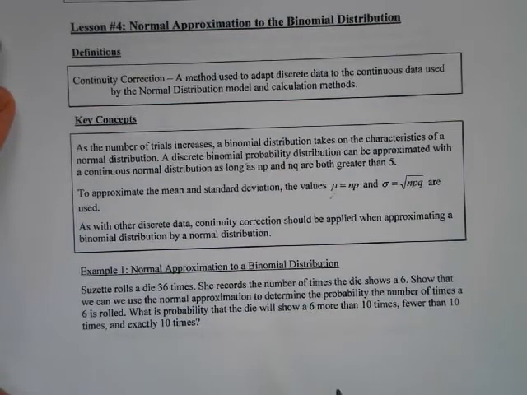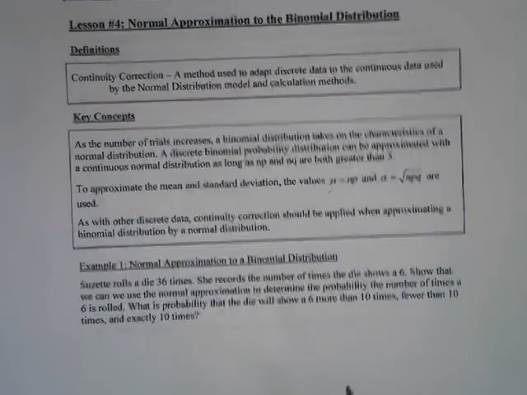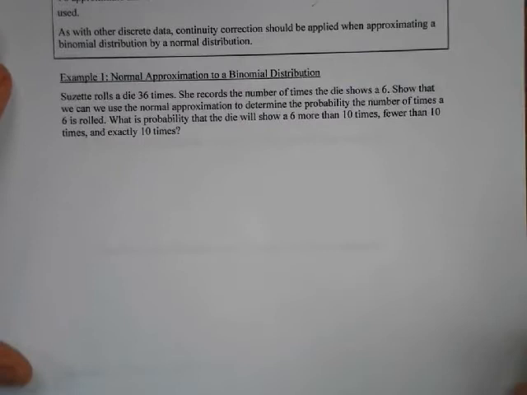So all of our examples will be showing how to do that if you've forgotten, but that was kind of what we were doing last lesson. Okay, so first question, Suzette rolls a die 36 times. She records the number of times the die shows a 6. Show that we can use the normal approximation to determine the probability of the number of times a 6 is rolled, okay?